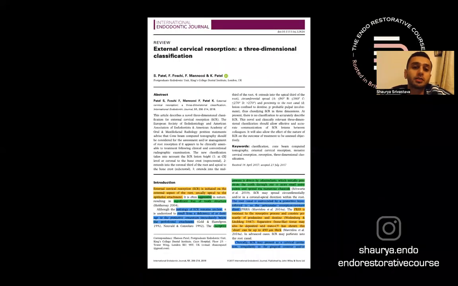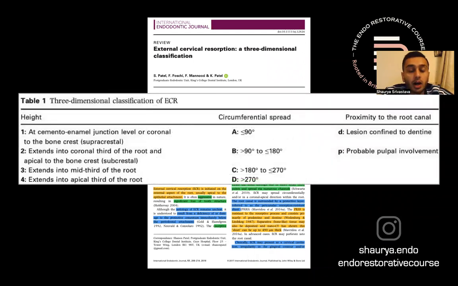So this is the new classification. Again, this is available as a free download on PubMed. This is your 3-dimensional classification of external cervical root resorption, again by Shannon, Federico, Prof, and Krina. This is a classification based on looking at a CBCT. It tells you the height, your circumferential spread, as well as the proximity to the root canal.